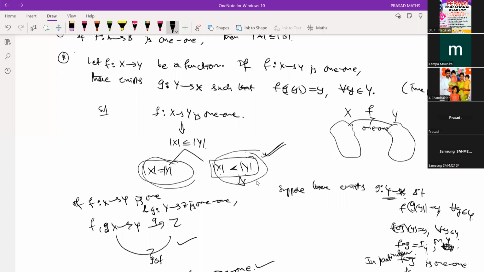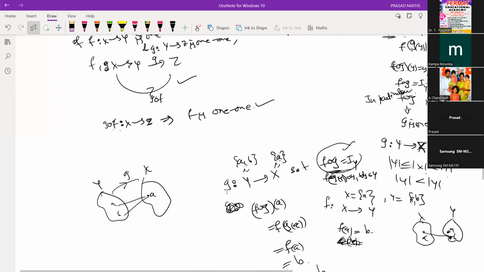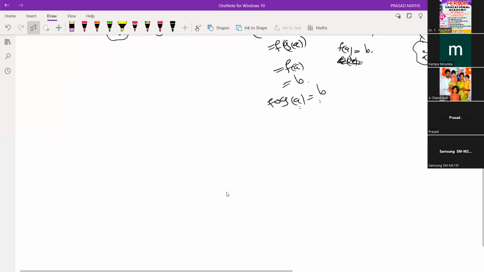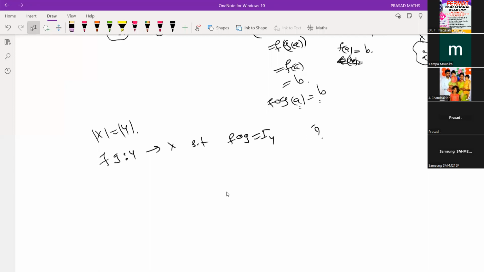What about this case? Anybody? Suppose you take this: the coordinate of x is equal to the coordinate of y. Can you find a function from y to x such that f circle g is equal to the identity function on y? Can you find this? If you take this condition, case 2, can you find that? No, sir. See, give a counterexample.